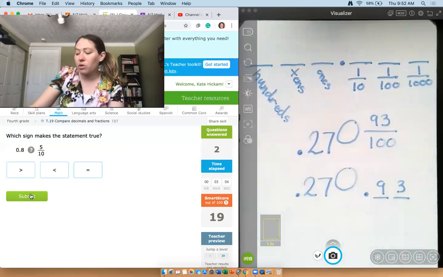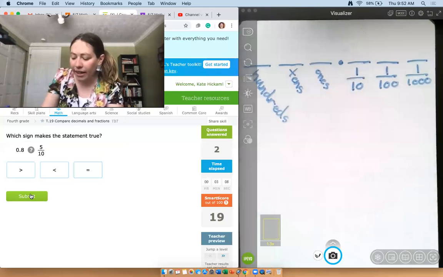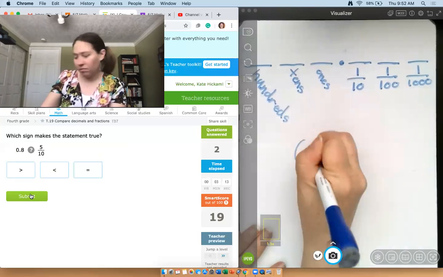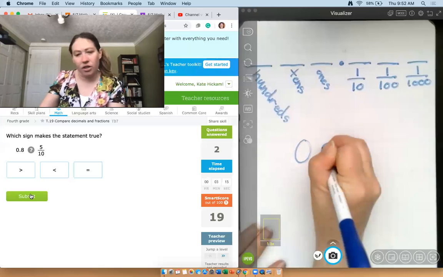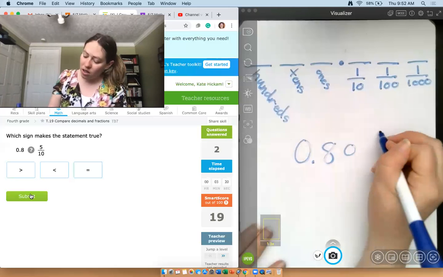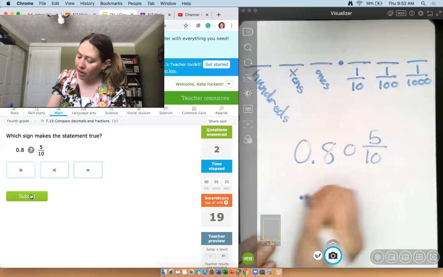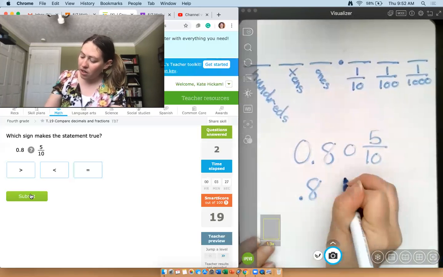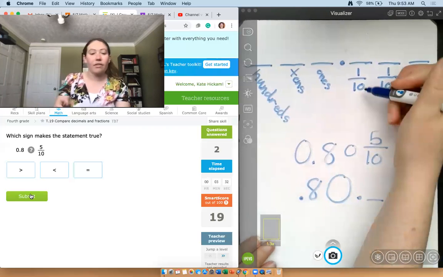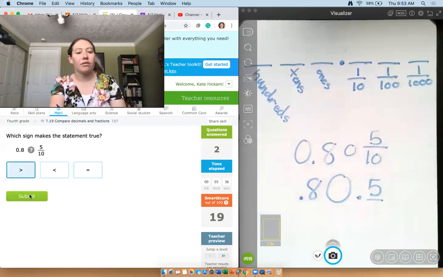I'll do this one decimals too, just because I'm doing whatever comes first. I'll leave the same. But like I said, do whichever one makes the most sense to you. 0.08 compared to 5/10. 0.8 stays the same. And then I'm comparing it to 0.10 only has 1. So that becomes 0.5. 0.8 is greater than 0.5.